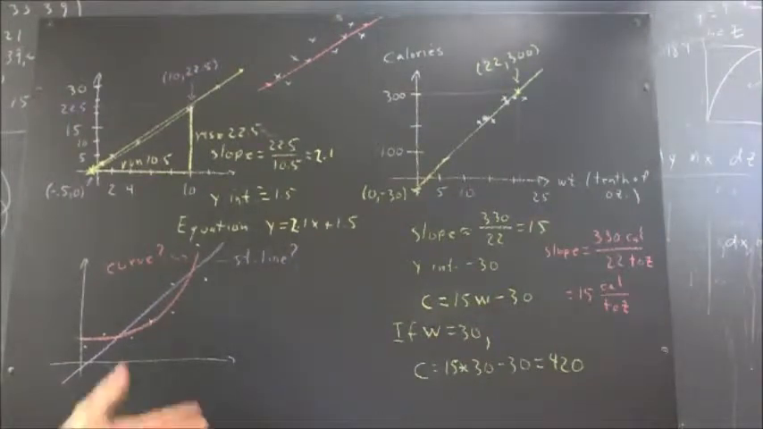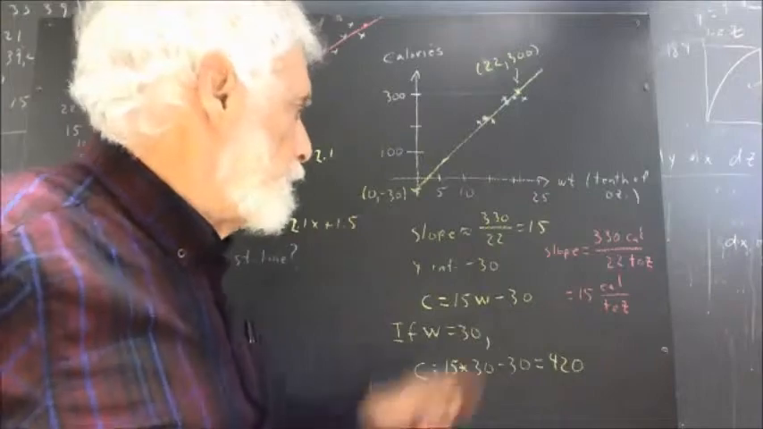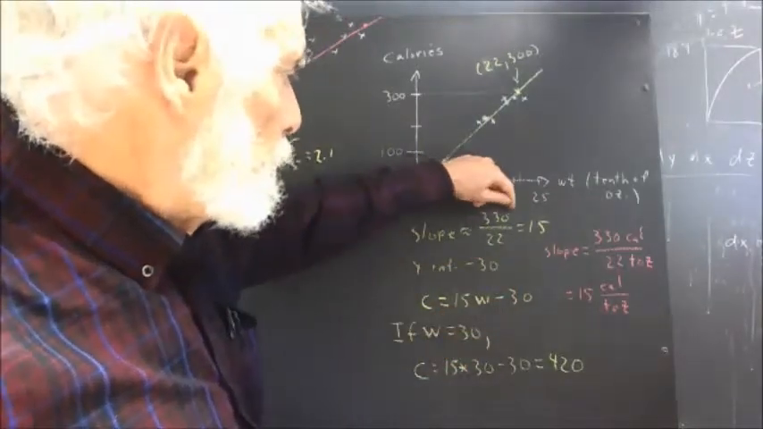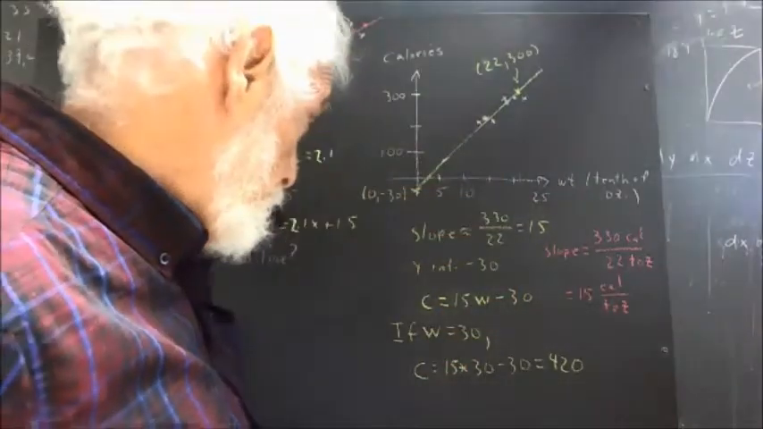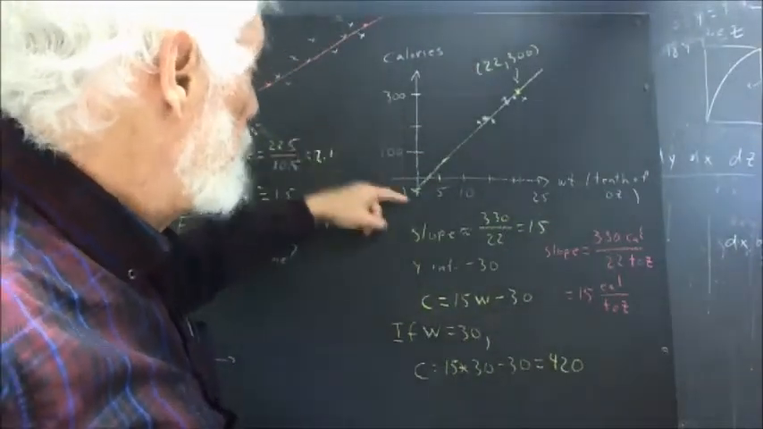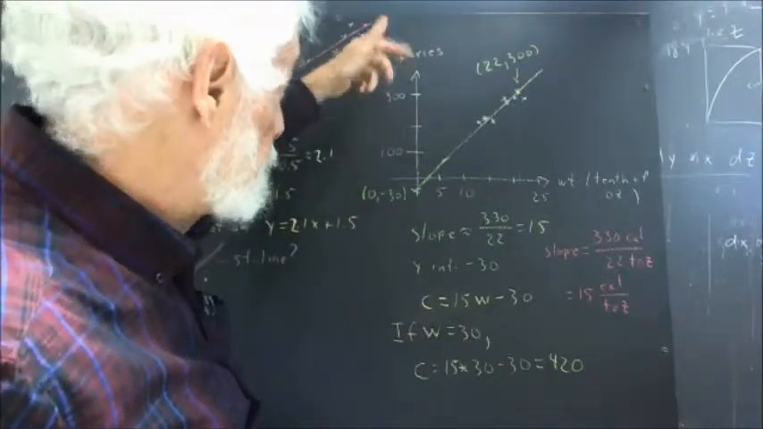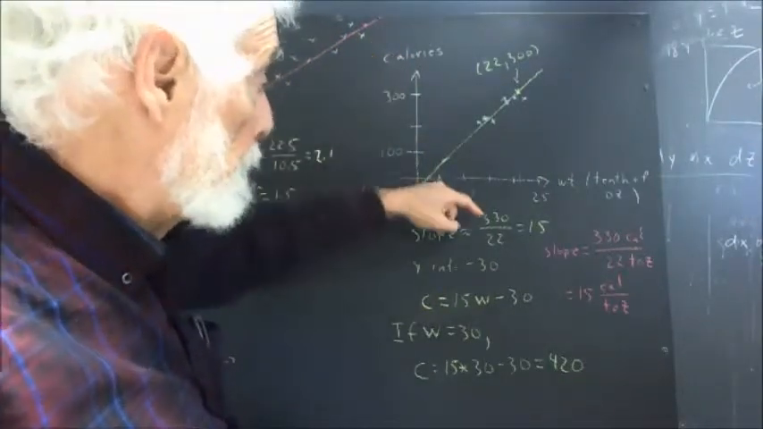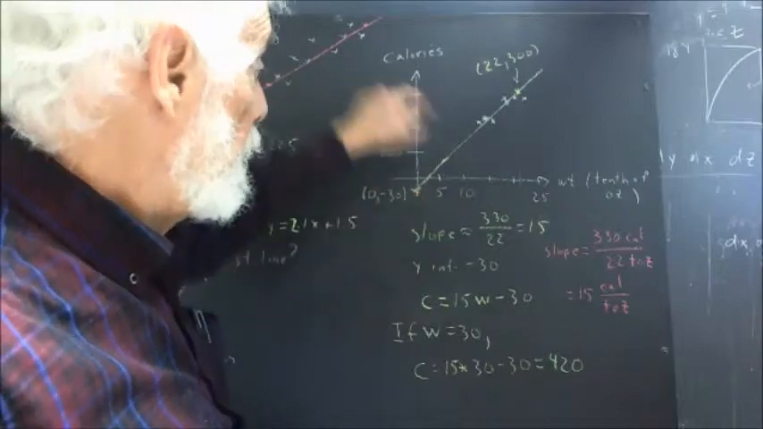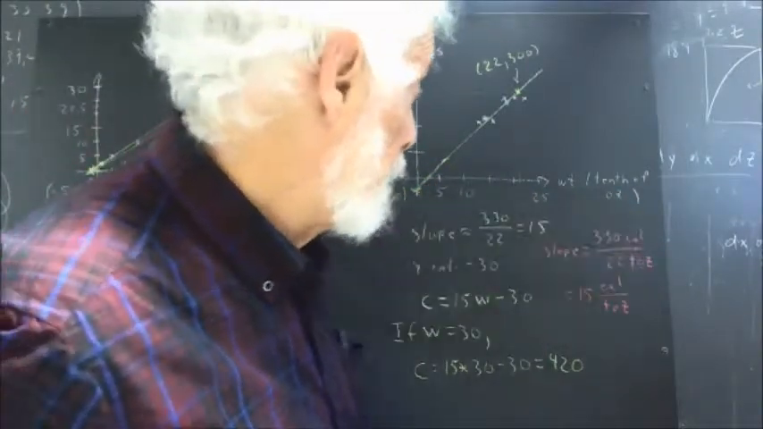Now we might want to do just a little more and interpret the slope. To do that, we're going to put the units on the 330 and the 22. Now what does the 330 really represent? It's the difference between -30 on the calorie axis and 300. So it represents a change of 330 calories.